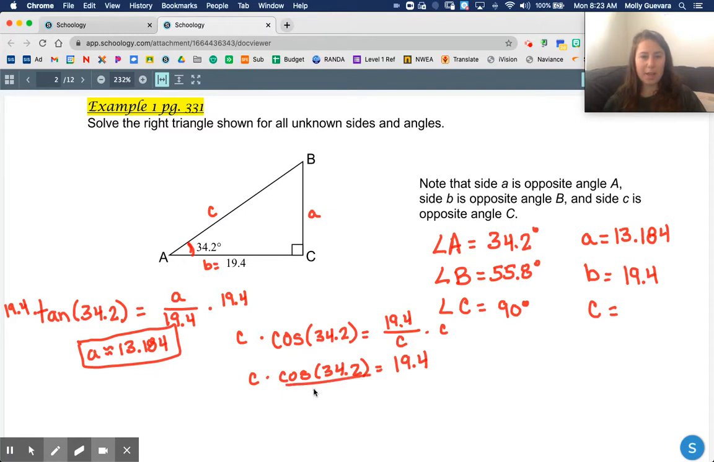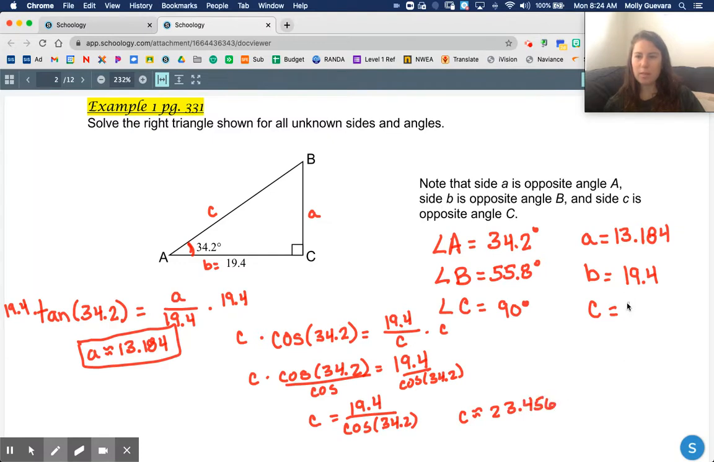And then now I can divide by the cosine of 34.2. So I get C is equal to, just to show you what I'm entering into my calculator, 19.4 divided by cosine of 34.2. I enter all of that into my calculator, and I get C is approximately 23.456.